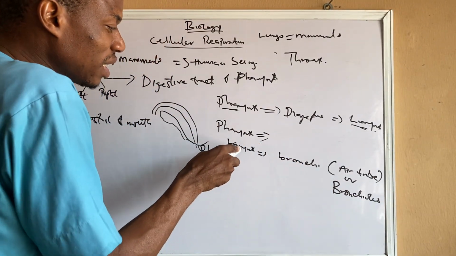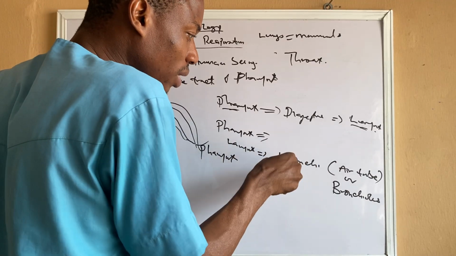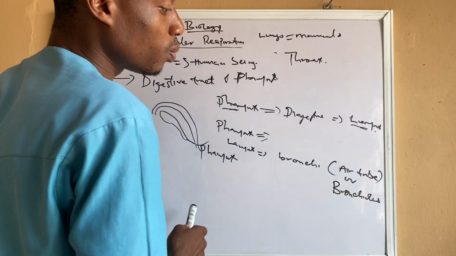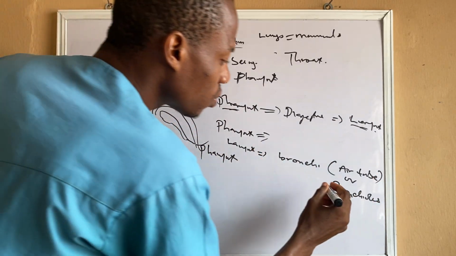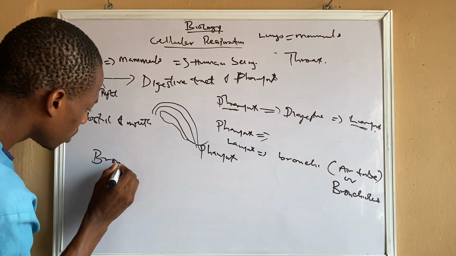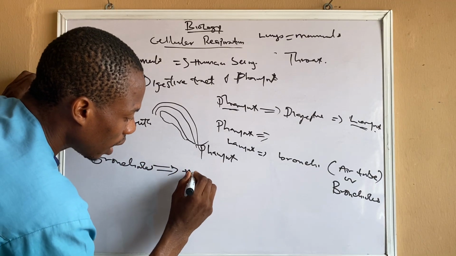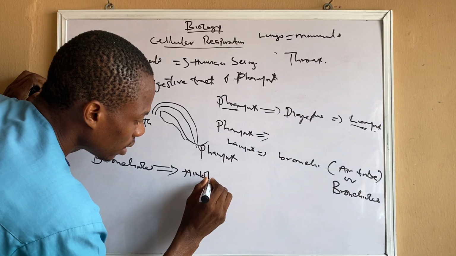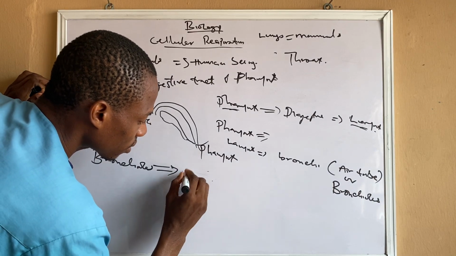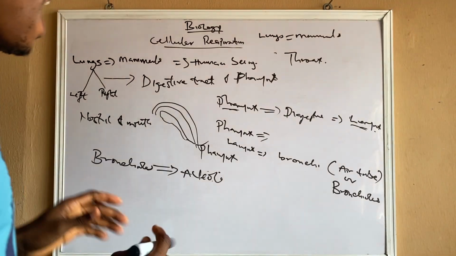From the larynx, which is giving branches to what? To bronchi. At times this bronchi now branches again to the bronchioles. These bronchioles are the ones that now enter the alveoli. Bronchioles now enter the what? Alveoli. Yes, now enter the alveoli.